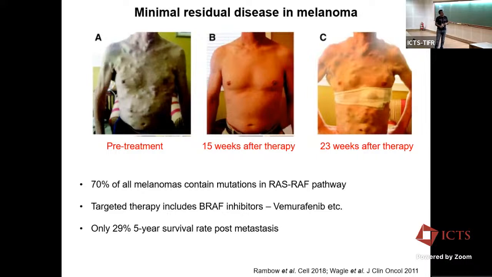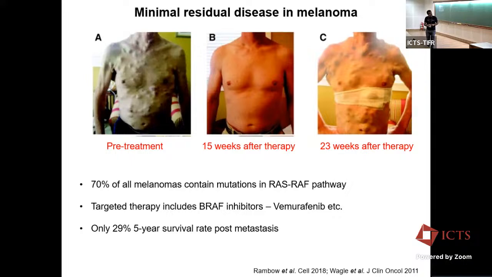So in terms of melanoma, 70% of all melanomas have mutations in this particular pathway, and therefore melanoma has been the poster child for targeted therapy as well as for immunotherapy, and I'll talk about immunotherapy later as well. So targeted therapy basically means that you target a specific molecule rather than chemotherapy, which is relatively more generic, and one of the drugs is vemurafenib. There are others as well, and this is a highly aggressive cancer, because if you look at the survival rate post metastasis, the 5-year survival rate is less than 30%.